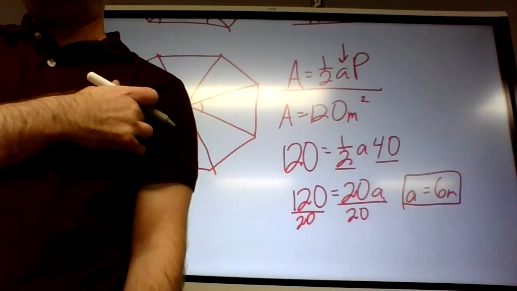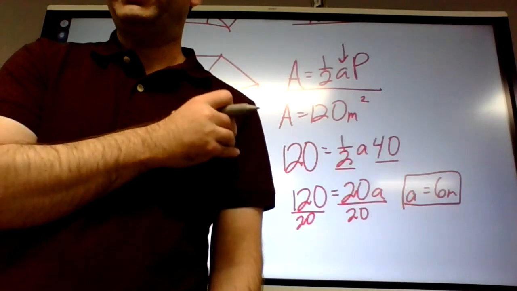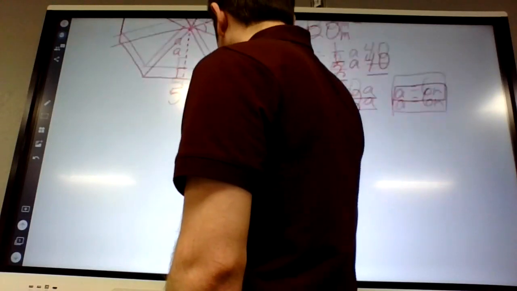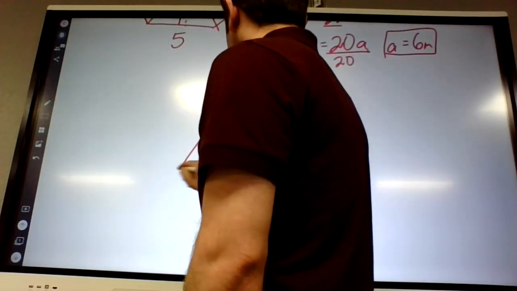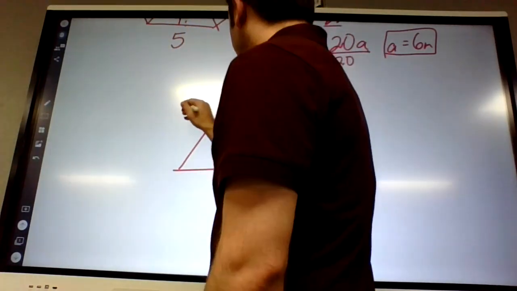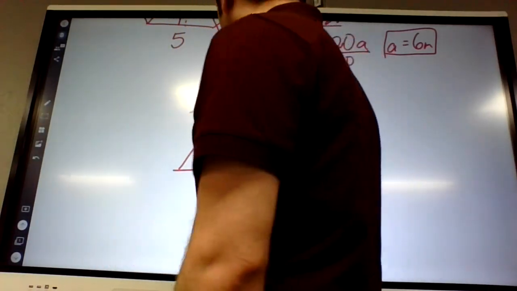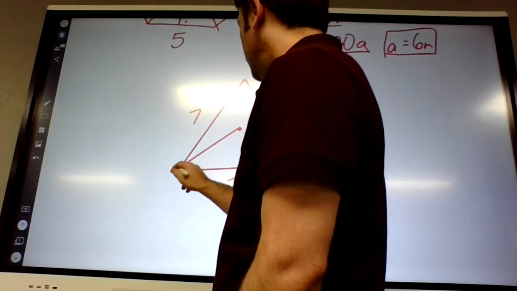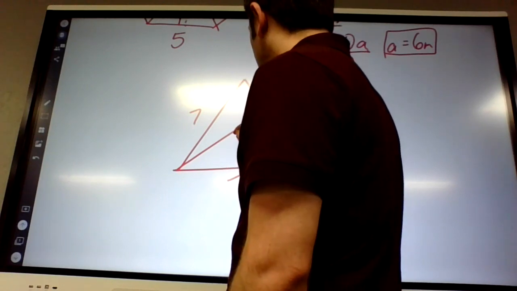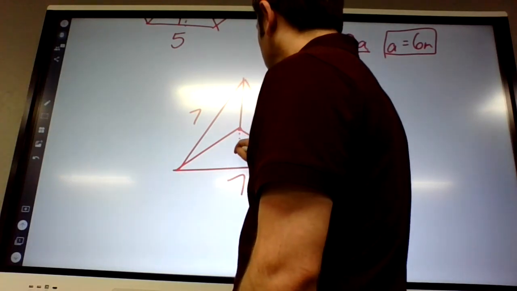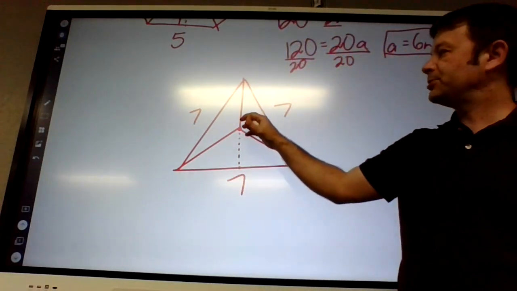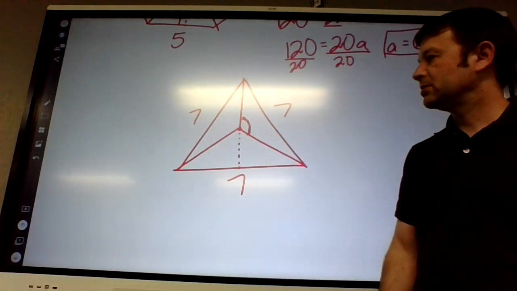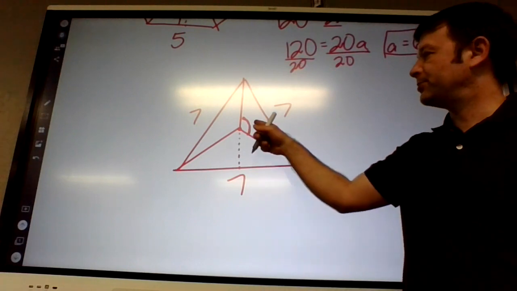On number 40, it says find the length of the apothem and the area of an equilateral triangle with 7-inch sides. So 7-inch sides, equilateral triangle. The apothem, so here's the center of the triangle. What must one of these central angles be right here? 360 divided by 3. There's 3 of them, right?